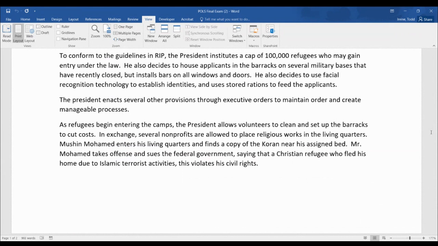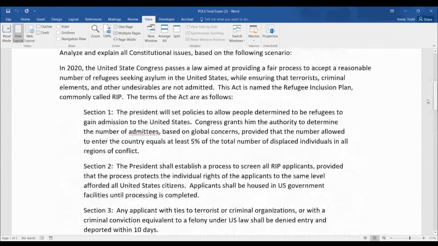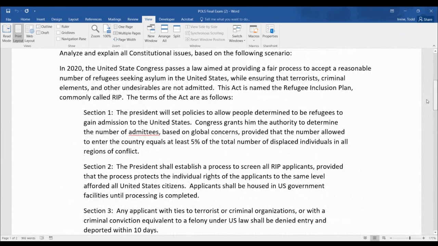He also decides to house applicants in the barracks on several military bases that have recently closed, but installs bars on all windows and doors. He also decides to use facial recognition technology to establish identities and uses stored rations to feed the applicants. So basically, you want to go back and look at section 1, and this looks like it does, in fact, fit quite well with what we've got.